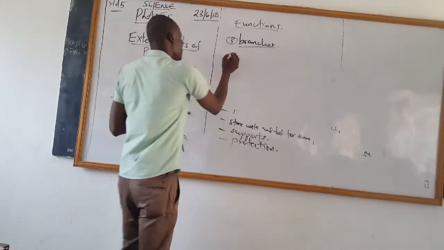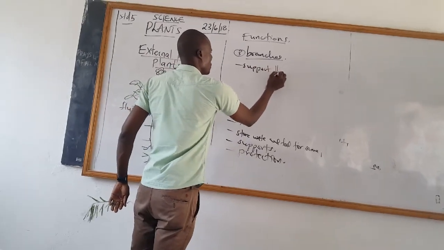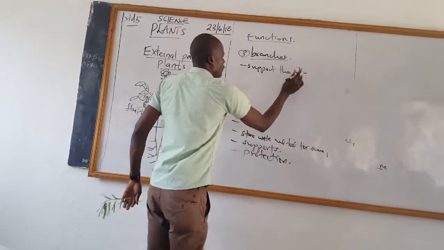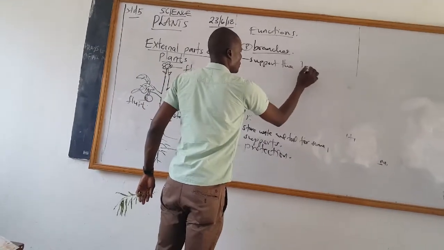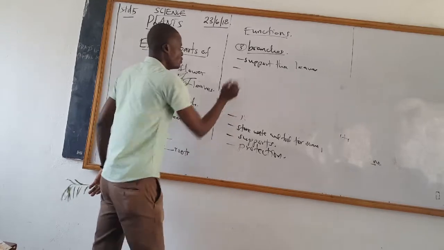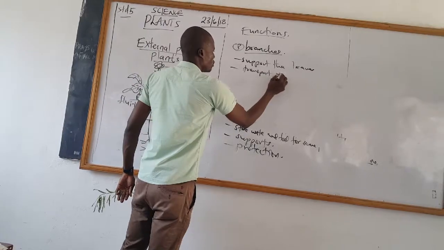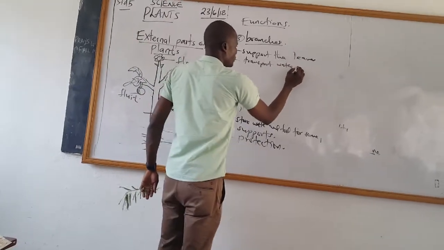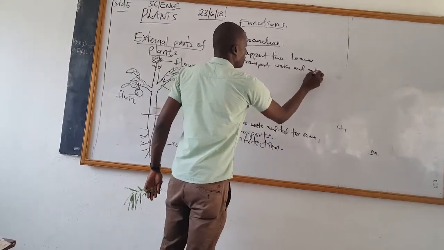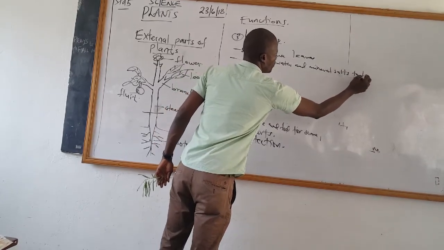They support. So the first one is they support the leaves. Without the branches, the leaves will automatically fall down. Then number 2, they also transport water and mineral salts to the leaves.